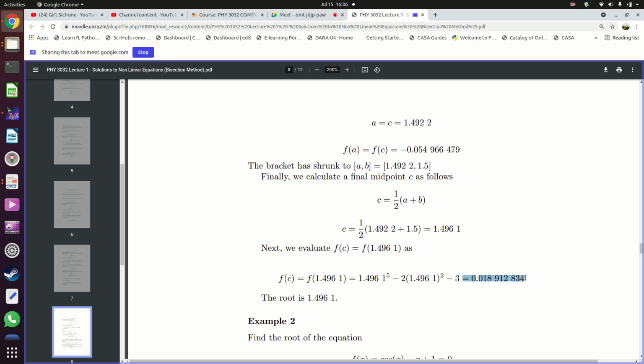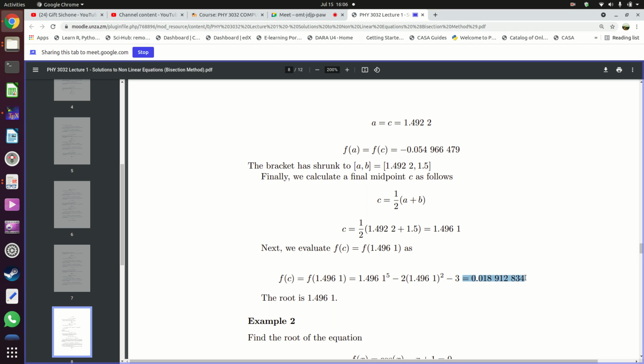As you can see from the root we have found, it is not exactly equal to 0. Your root 1.4961, when you put it in the function f of x, does not give you f of x equals 0, but it gives you something which is very, very close to 0. So f of x is approximately equal to 0. Is it clear?